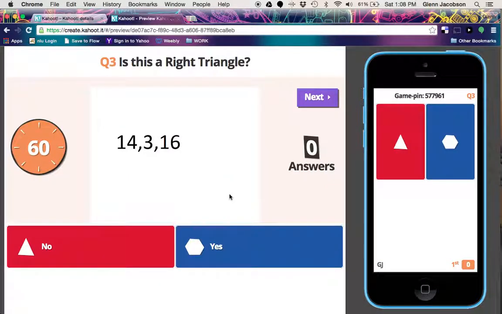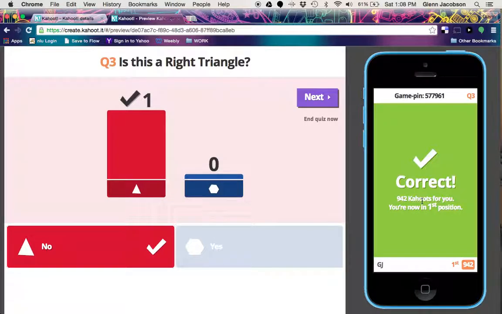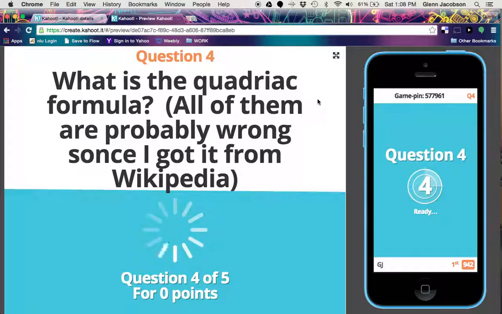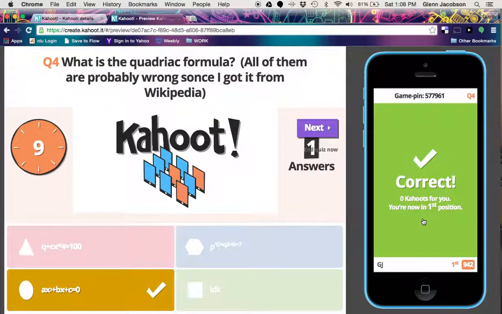So my score would still be 0. Now does this make up a right triangle? Pythagorean theorem would show that it is not. But no, since I answered right away, I get more points. You could end the quiz at any time here if necessary as the teacher, but this is a really short one, so we're just going to work through. Again, you get to the scoreboard. This question is on a quadratic formula, and that's this one right here.